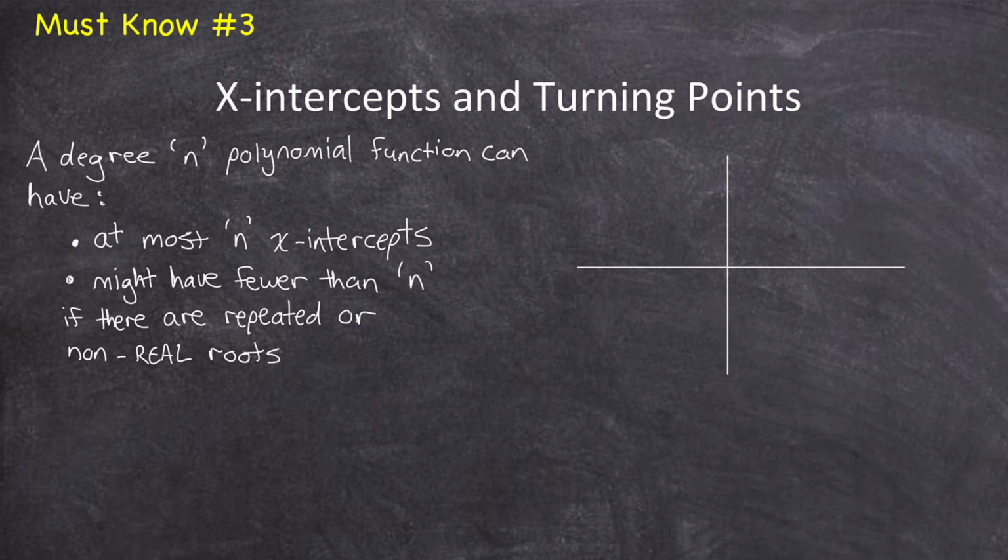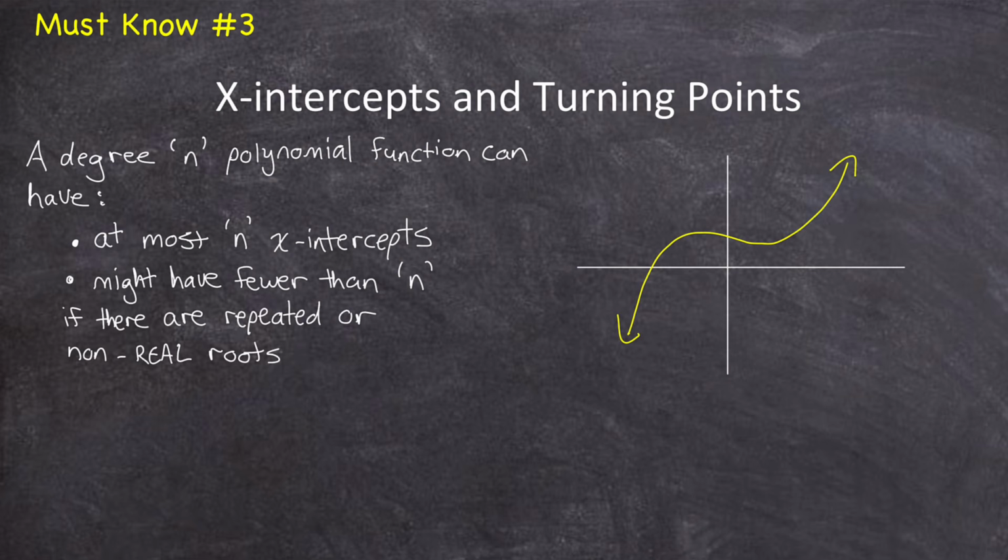A degree 3 polynomial function could look like this, where there are 1, 2, 3 x-intercepts, that's the most it could have. But if it has a repeated root, you'll see the shape at an x-intercept change, so it could look like this, where there are only 1, 2 x-intercepts. Or there could be a pair of imaginary roots, which would make it only have 1 x-intercept like this.